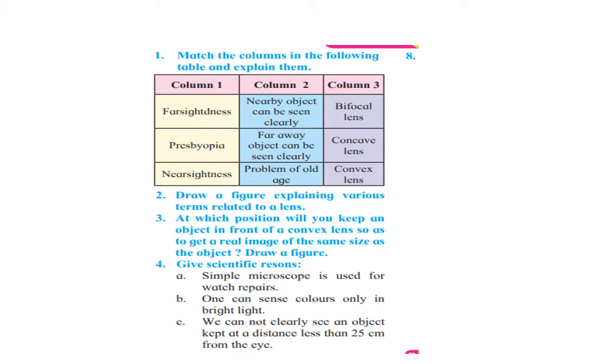Good morning, students. Today we'll be starting with the question answers and numericals of chapter 7 science 1. The first question is a match the column. The difference is there are three columns.